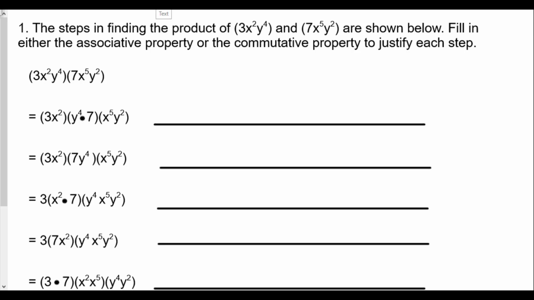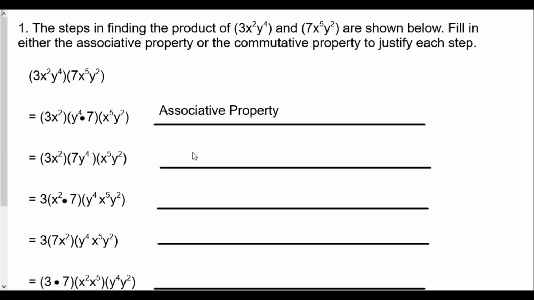Okay, I'll make sure my font is okay. Good. So here we go. We have 3x squared and y to the fourth, times 7, then x to the fifth y squared. All of the numbers and variables are in the same order, but we see we have different grouping here. So that will be the associative property, because that's where things are grouped differently.